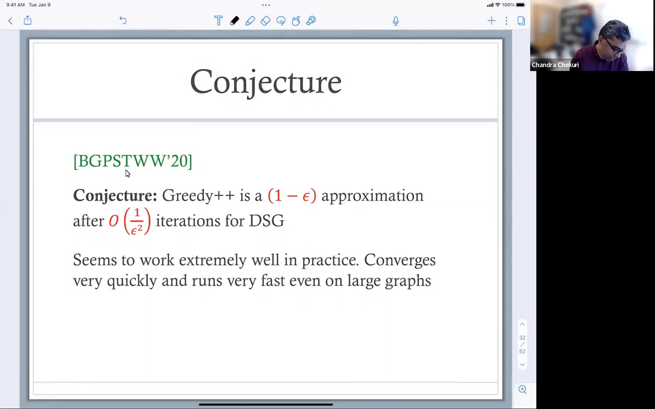And they made this very bold conjecture. And they didn't prove anything better than half. They didn't know how to prove that it even converges to the optimum solution.